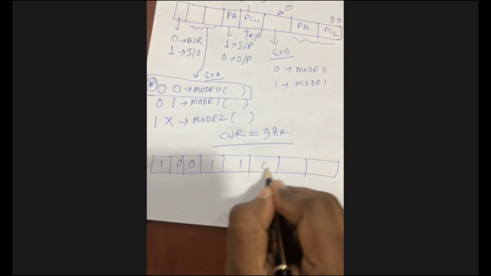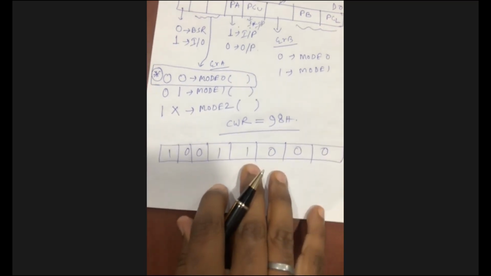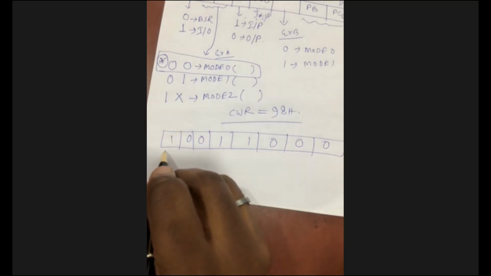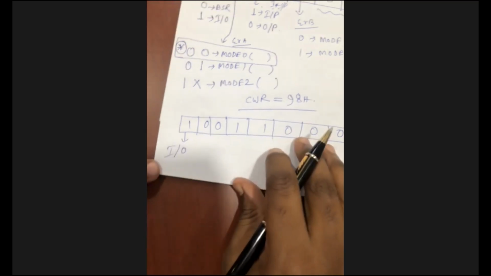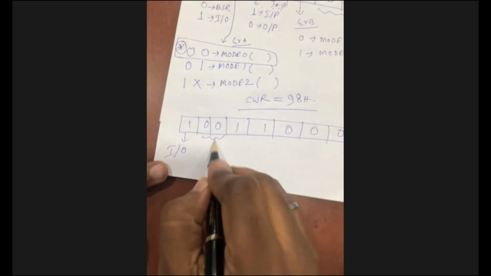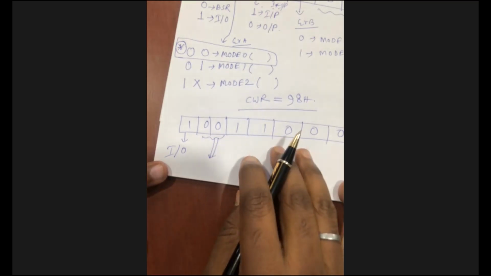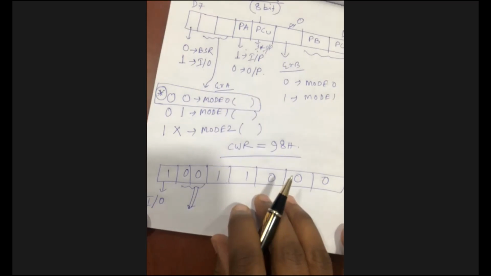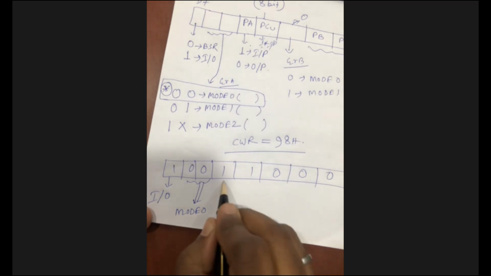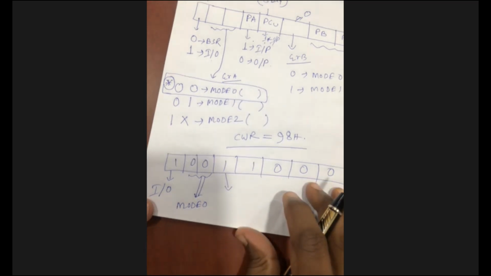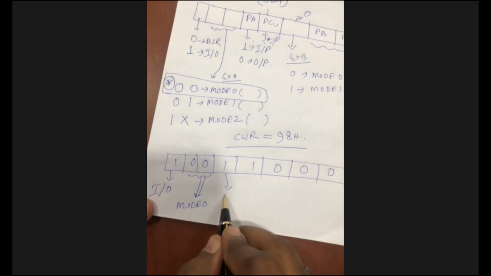1001 1000, right? So this bit is 1, which means IO mode, input output mode. This means mode 0, simply input output mode. This bit is 1, which means input. Which one? Port A input.